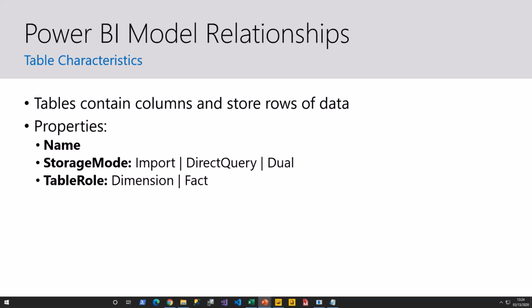Now, the property on a table called table role, is it dimension or fact? I'm making that up. I've just introduced to you that there is a star schema design approach used for relational data warehouses, and a lot of this theory is applicable to Power BI, but there is no such property on a table to declare the role, whether it's dimension or fact.